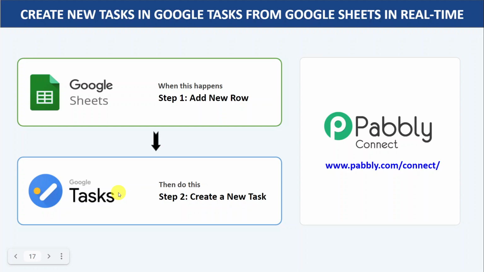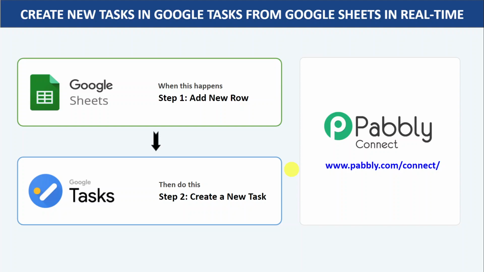But here the problem is that there is no direct connection between Google Sheets and Google Task. So how will the data be captured and transferred between both these software applications? For this, we are going to use a third-party software, that is Pabbly Connect. Pabbly Connect is an automation and integration software which will help us in integrating Google Sheets with Google Task. The best part here is it doesn't require any coding skills or programming knowledge, and even a non-technical person can do this very easily.